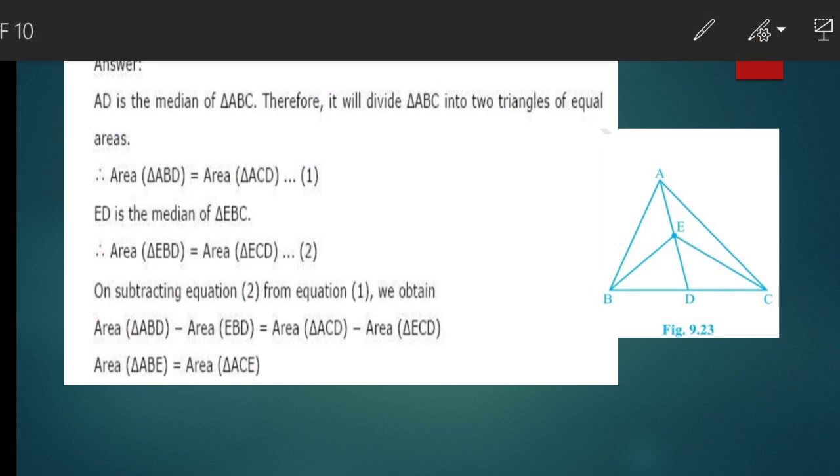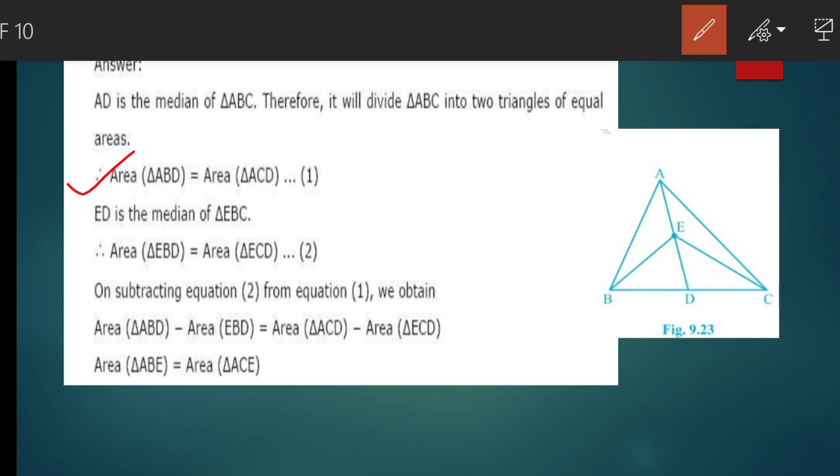Here it says that AD is the median. Therefore, whenever there is a median present, this median divides the triangle into two equal areas. So here AD is the median, so it will divide the triangle ABC into two equal areas, that is area ABD is equal to area ACD. This is our first equation.